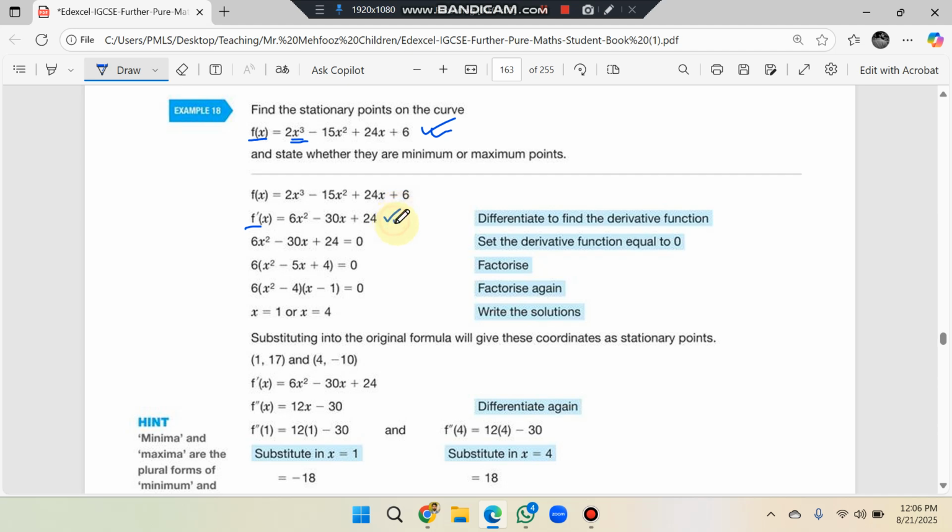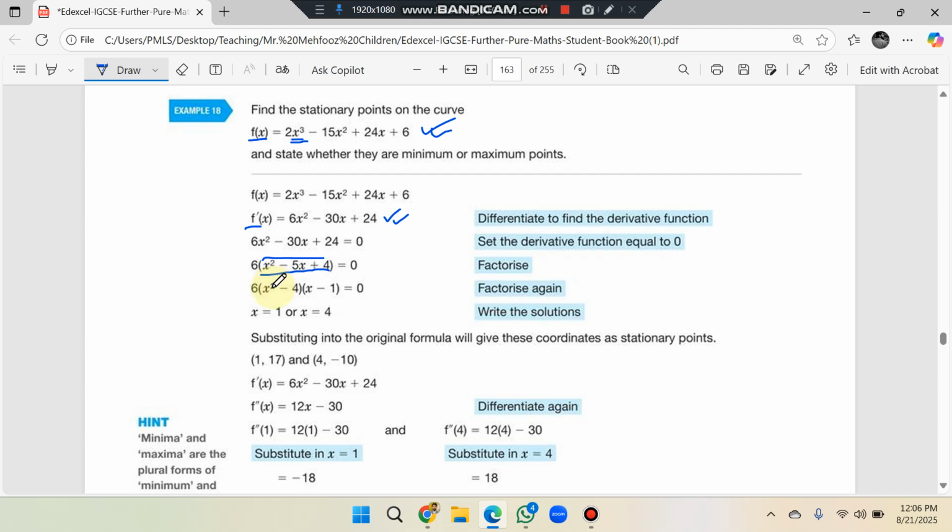Do you understand or not? Yes. Okay, after finding the derivative, we equate this gradient function to 0. It will become 6x square minus 30x plus 24 equals 0. In these three terms, you can see that 6 can be taken as common. So 6 into x square minus 5x plus 4 equals 0. This x square minus 5x plus 4 is a quadratic equation. We can solve it by using the factorization method, and its factors are x minus 4.